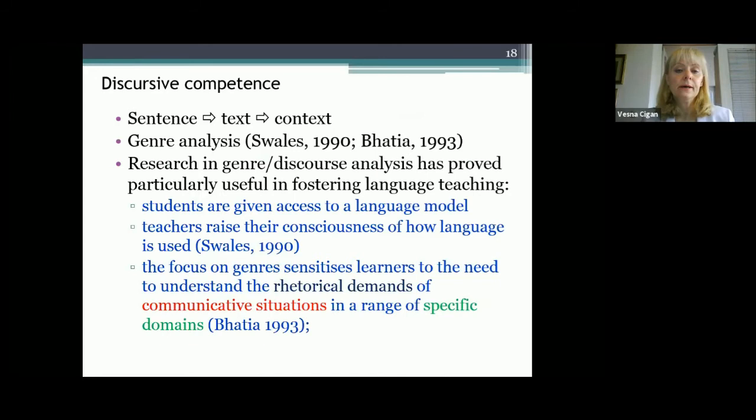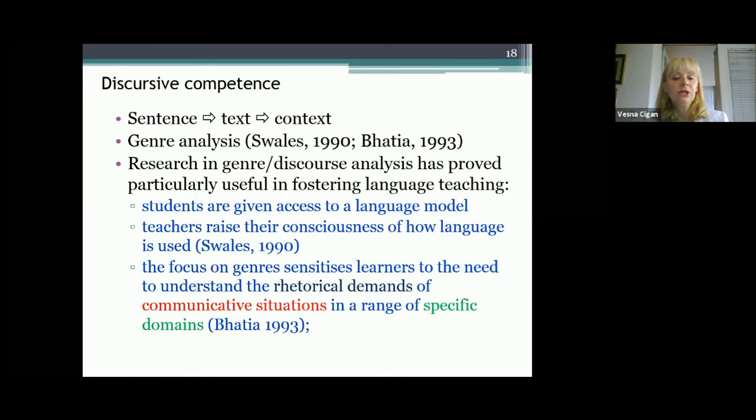To wrap up the presented brief overview of the manifold LSP practitioners' roles, we need to look at the role of discursive competence in practitioners' expertise. Without going further into the stages of LSP development, I would focus on the two stages of development in which attention was shifted to the level above the sentence, identifying a more focused methodology for text analysis, and then in later works, placing an emphasis on context rather than text. The approach referred to as genre analysis, developed by Swales and Bhatia in the early 90s, has proved particularly useful in LSP, furthering the practices in language teaching and learning.